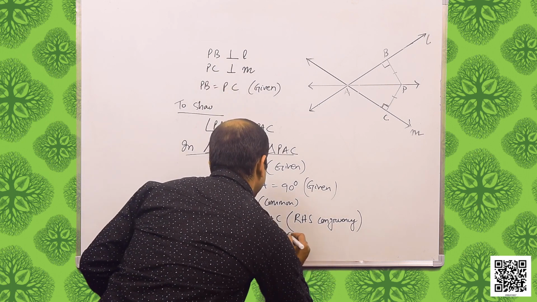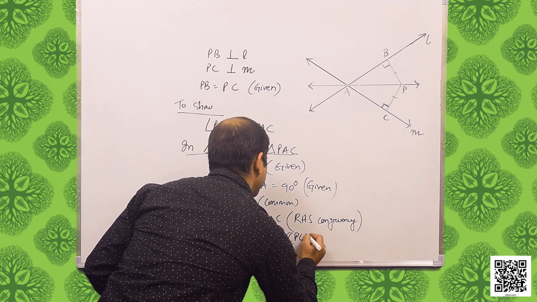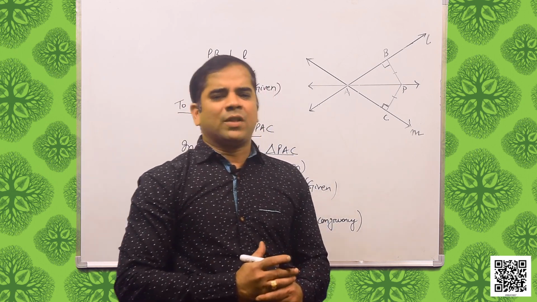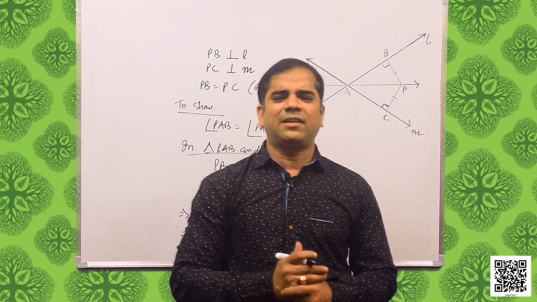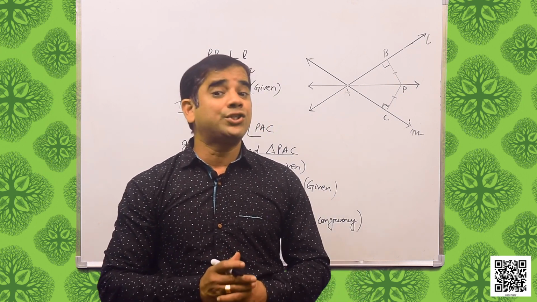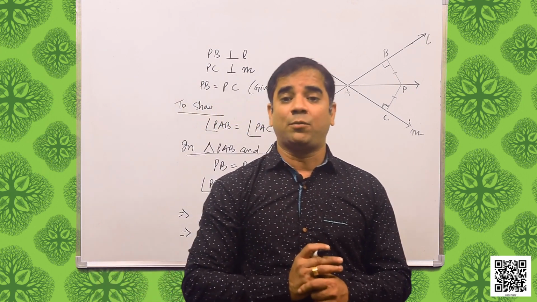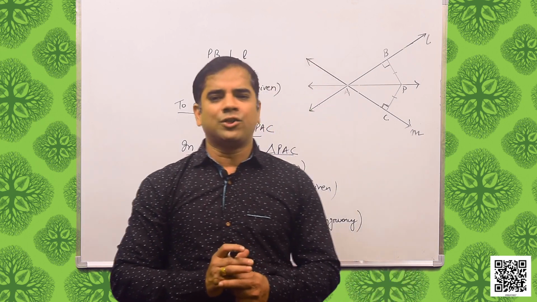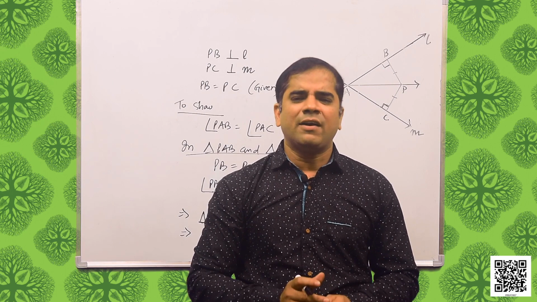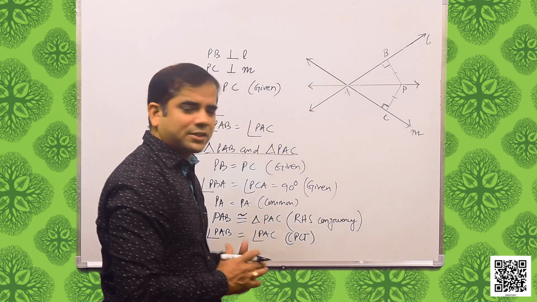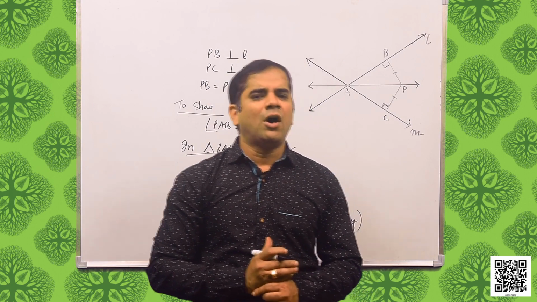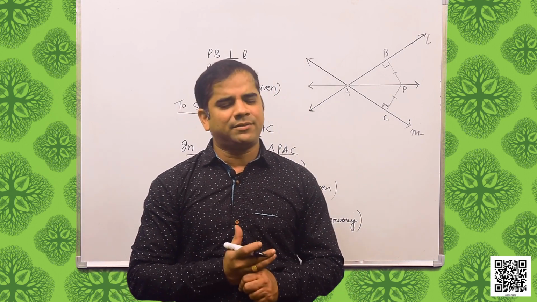Why? CPCT. So, we can note that this result is the converse of the result proved in question 5 of exercise 7.1. You can refer to question 5 of exercise 7.1 and you can find that this is just the converse of that particular question. Okay? Students, hope you understood these two examples.